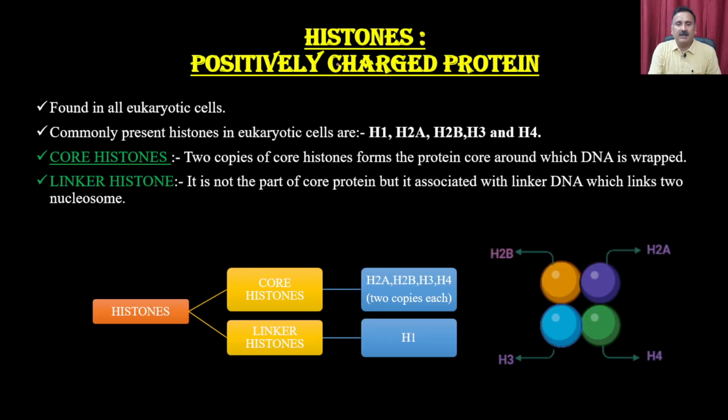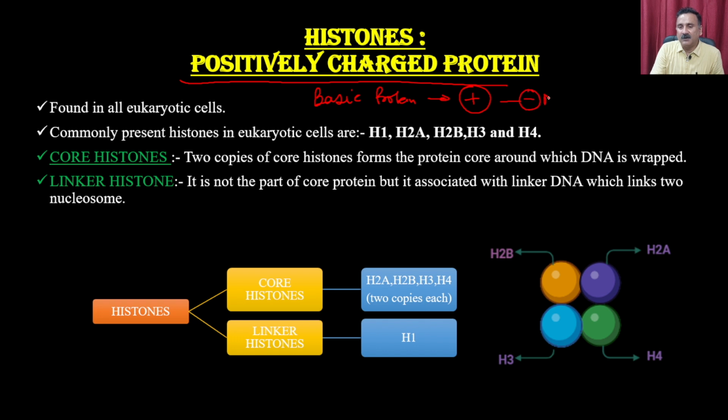So histone is a positively charged protein. These are the basic proteins, which means they are going to be positively charged, and that's why they are going to have an instant attraction for the negatively charged DNA. So this is the DNA, right? You know that the DNA is negatively charged because of the phosphate backbone. The histones are found in all the eukaryotic cells. The histones commonly present in the eukaryotic cells are H1, H2A, H2B, H3 and H4.